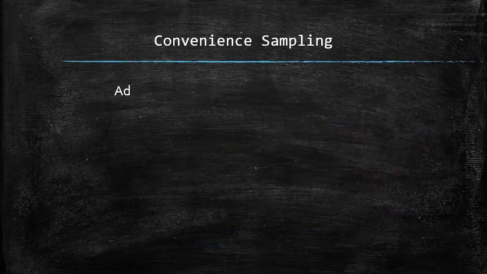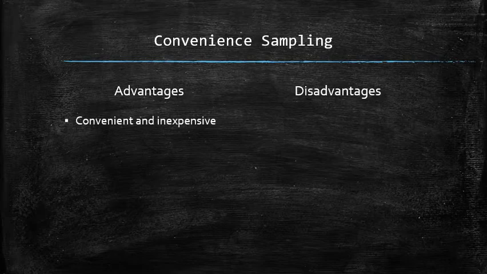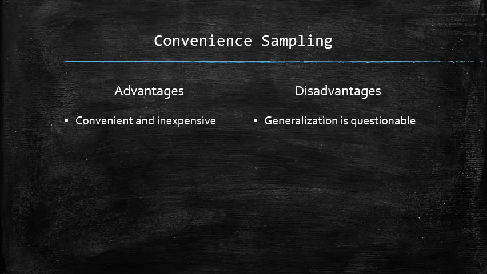There are advantages and disadvantages for every procedure. The main advantage of convenience sampling is that the procedure is convenient and inexpensive. But on the other hand, it is a non-random sampling procedure, so generalization is questionable.